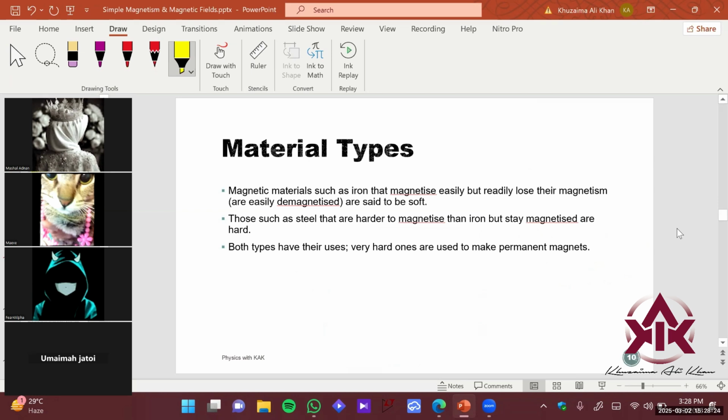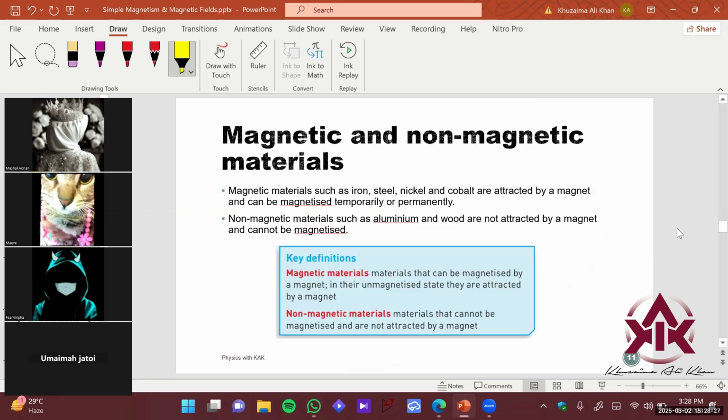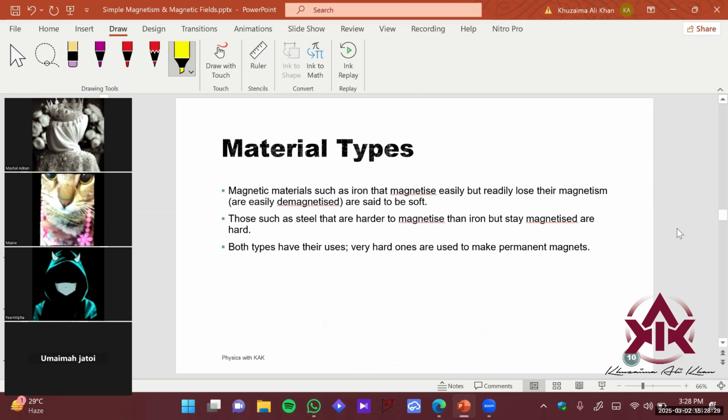Okay, so we are again going to go into the types of magnetic materials. So, material types. Materials such as iron can magnetize easily, but they can lose their magnetism easily. They are said to be soft. Those materials which can retain the magnetism after the magnet is removed are called hard materials. Both types have their uses. Very hard ones are used to make permanent magnets. So this is an example over here.